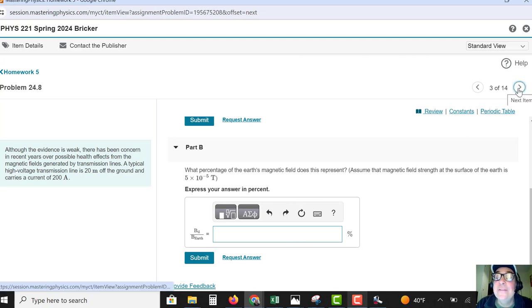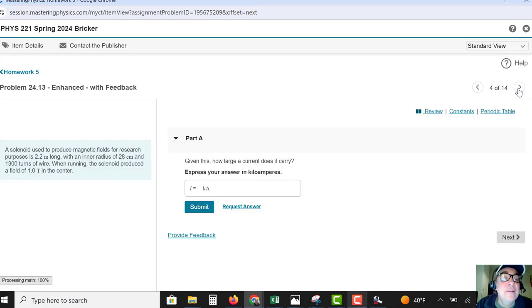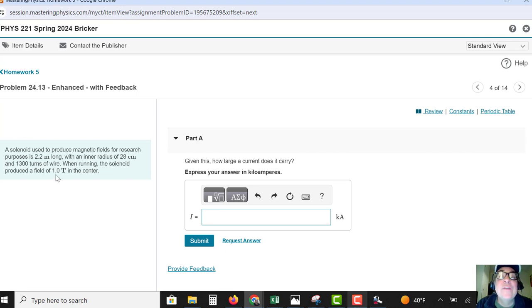Okay, all right, good. Let's see what we have next here. A solenoid, so that's a different shape. You've got to think, what's the formula for magnetic field because of a solenoid? We know what that is. It's used to produce magnetic fields for research, is 2.2 meters long, inner radius 28 centimeters, 1,300 turns, producing a magnetic field of 1 Tesla. So that's sort of an MRI, a standard kind of an amount. And we want to know how many kiloamps.